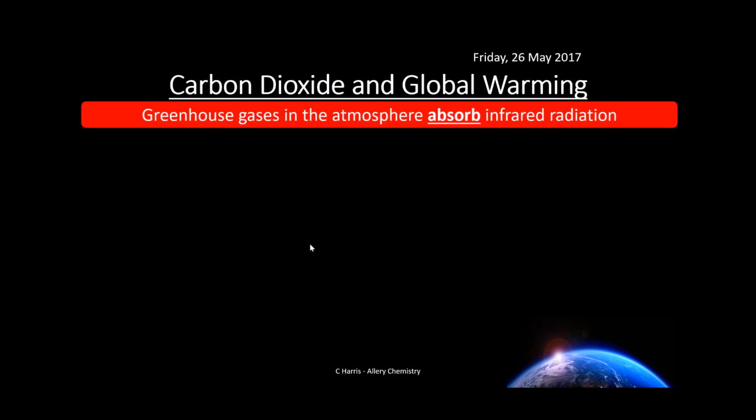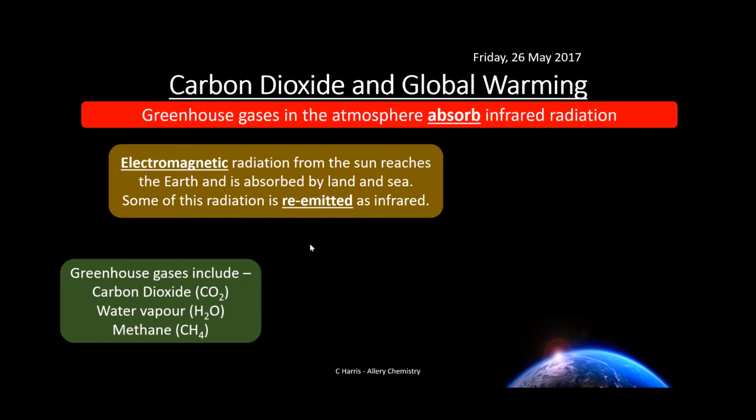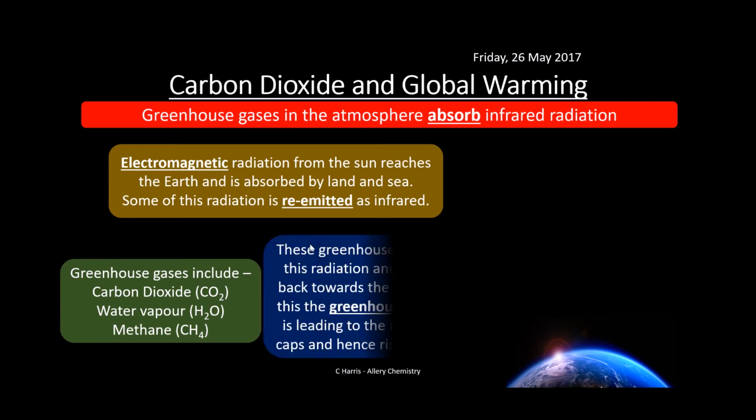Okay, so carbon dioxide and global warming. Greenhouse gases in the atmosphere absorb infrared radiation. Now you've got electromagnetic radiation from the sun. This reaches the earth and is absorbed by the land and sea. So this is obviously how we get our warmth. And some of this radiation is actually re-emitted back as infrared radiation into the atmosphere. Now, we've got these greenhouse gases in the atmosphere, things like carbon dioxide, water, and methane.